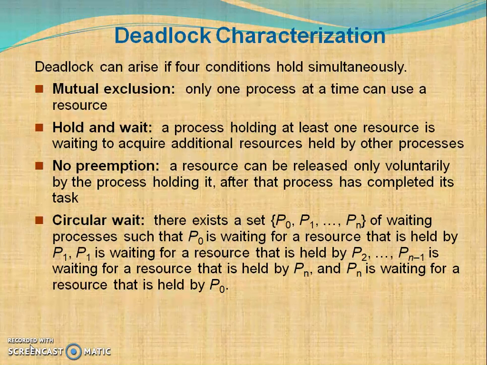There exists a set P0, P1 till Pn of waiting processes such that P0 is waiting for a resource that is held by P1, P1 is waiting for a resource that is held by P2, till Pn-1 is waiting for a resource that is held by Pn, and Pn is waiting for a resource that is held by P0. So the processes keep on waiting and will never gain back the resources. This is called circular wait.